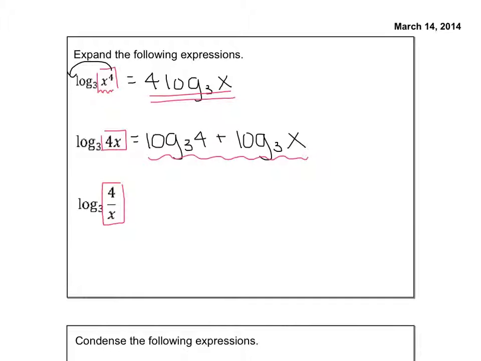In the last example, if I look at that piece after the log, I have division. So with division, we change it to subtraction. So log base 3 of 4 minus log base 3 of x. Okay. So if it's division, it changes to subtraction. If it's multiplication, it changes to addition. And if it's a power, it moves out front as a coefficient. And the reverse is going to work also. So the next examples we're going to look at doing the reverse of this.